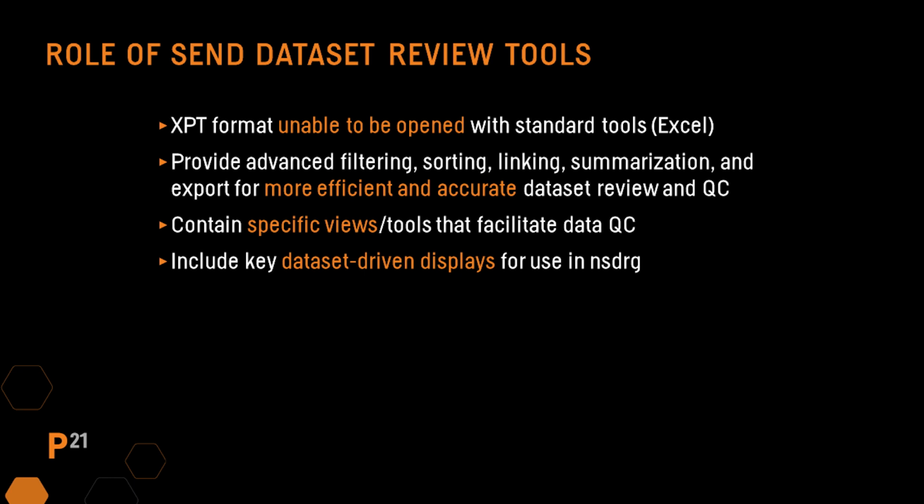Review tools designed specifically for SEND datasets have really important features that make QC tasks much easier and more effective. SEND review tools should have advanced filtering, sorting, and column management features, as SEND datasets can contain many columns and rows. Being able to filter and sort across an entire dataset to look for anomalies, missing data, and data inconsistencies is key to any dataset QC process.